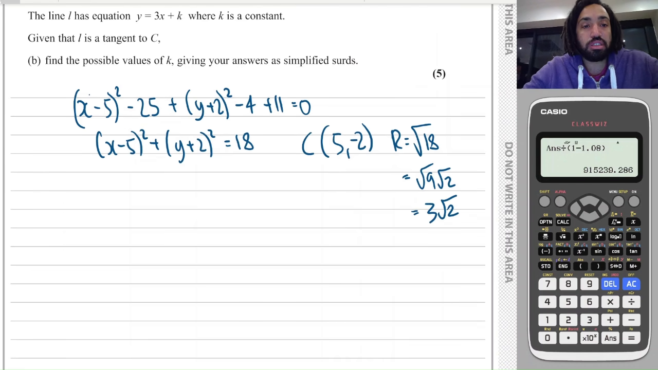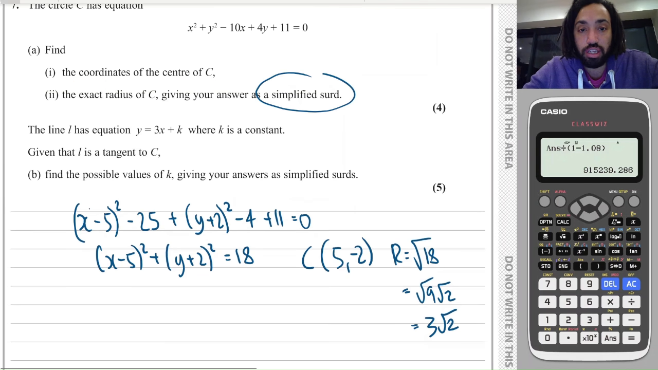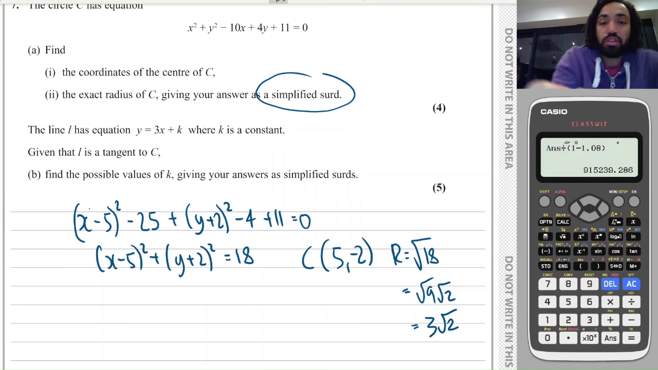Classic question this. That line is a tangent to the circle. Give the possible values of k. Okay, so what you need to do is substitute into the line equation, sorry, the circle equation. I'm going to use this one rather than the completing the square one, because I just find it slightly easier.